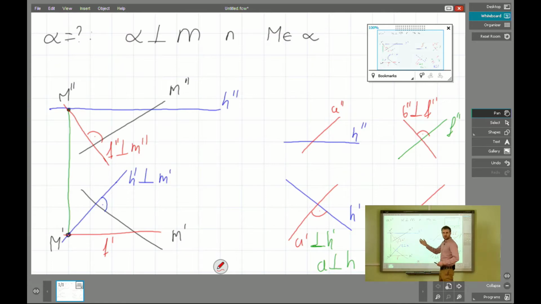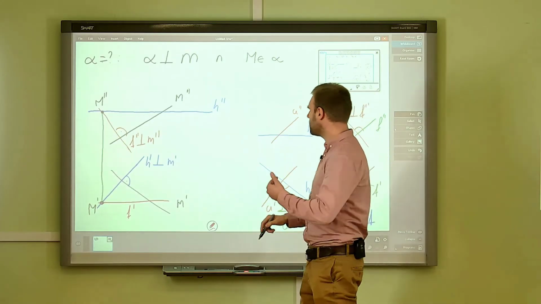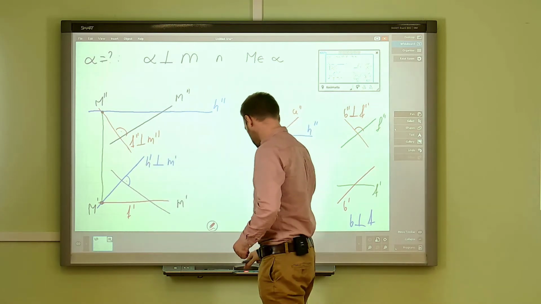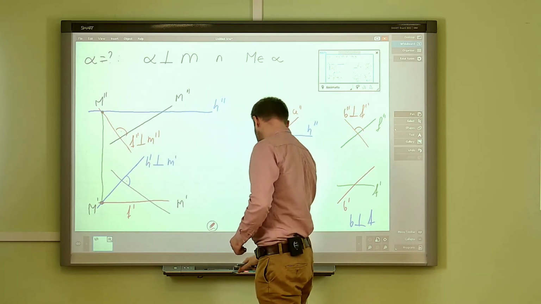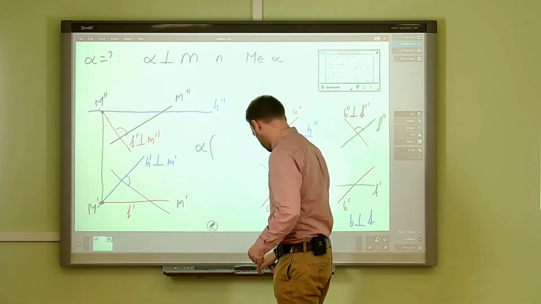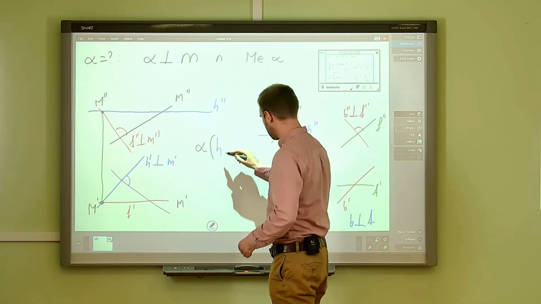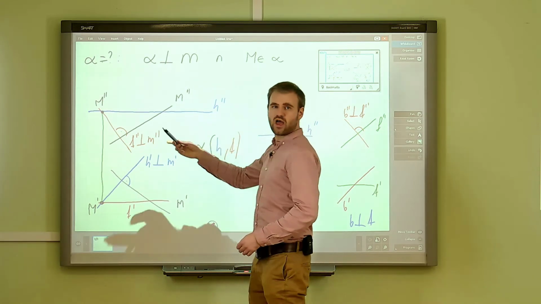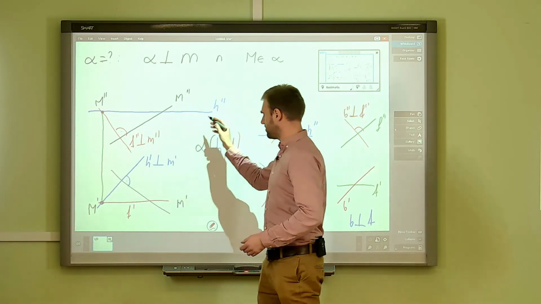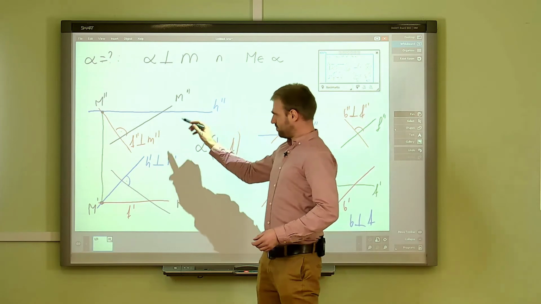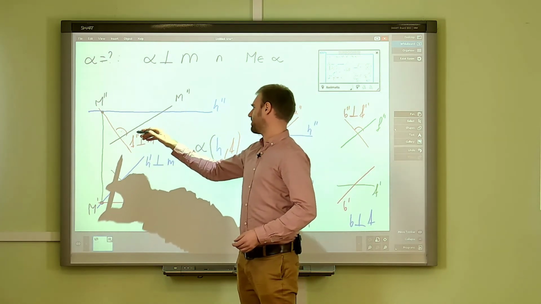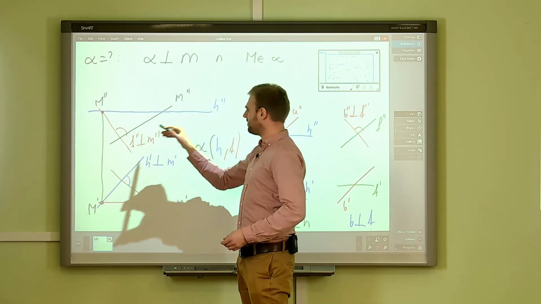Okay, nice. And now we solve such a simple problem. I mean, the solution is here. The solution is given by those two lines, H and F. I will write down the solution. Alpha is given by H and F. It's a solution. Plane alpha, which is given by F and H. We see that line M is skew relative to the H line and the F line.